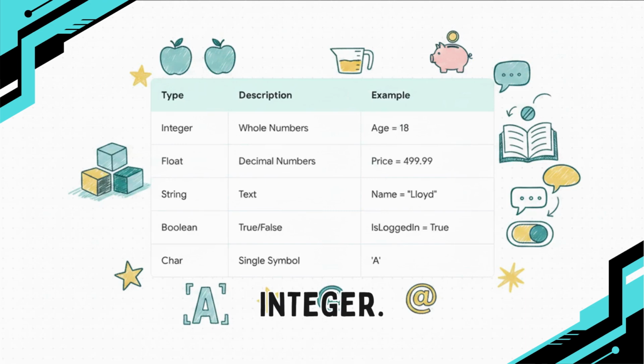First up, we have the integer. These are just your standard whole numbers, no decimals. Logically, you'd use integers whenever you need to count something whole, like an age of 18 or a score of 95. Next is the floating point, or what programmers just call a float. These are your decimal numbers. You use floats when precision absolutely matters. Think of a height of 170.5 centimeters or a price of $499.99.